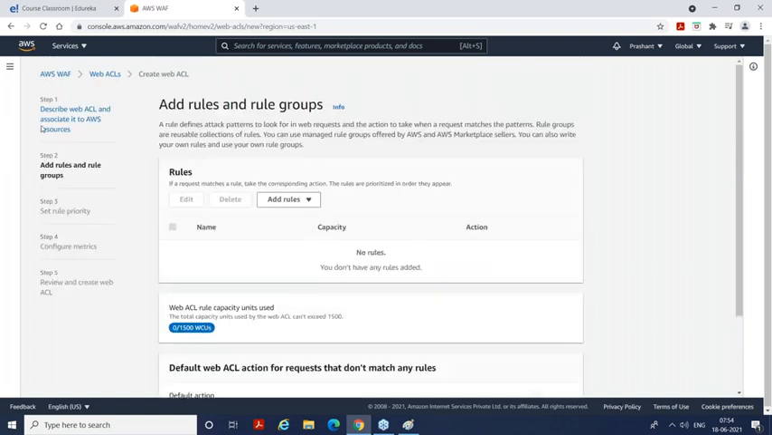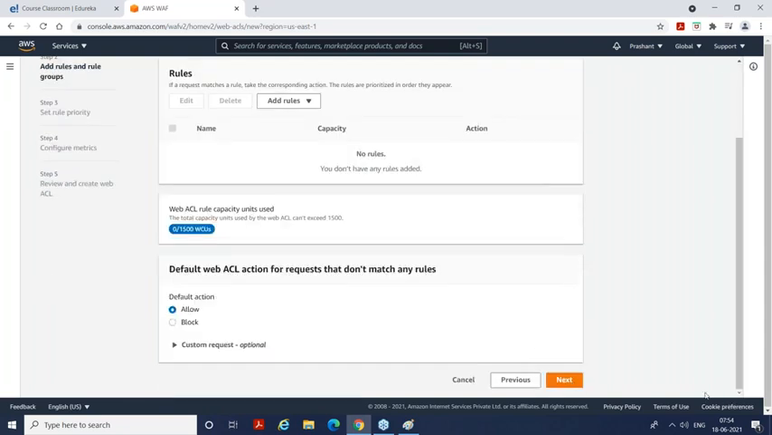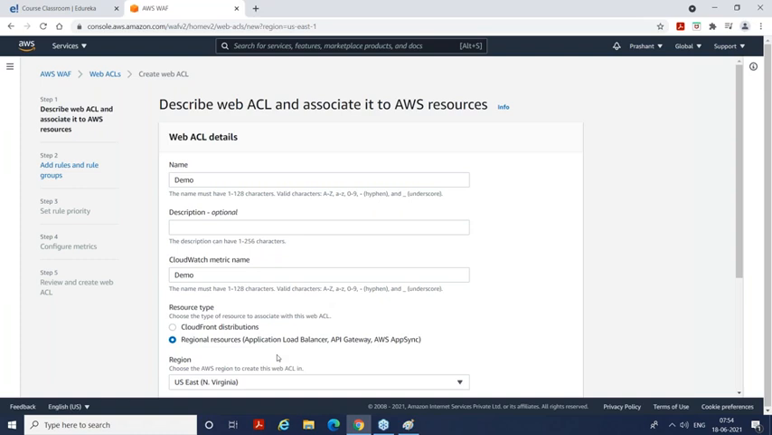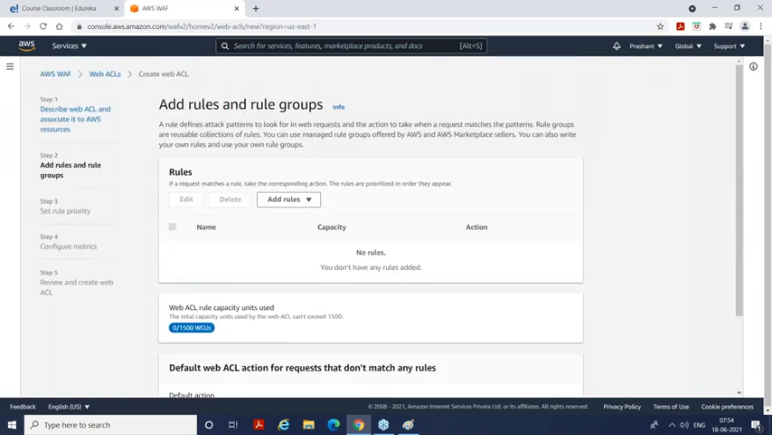Right? So here, first give your name, define your region, right? And which traffic do you want to protect? The traffic coming from your load balancer, your API gateway, AppSync, you want to protect that traffic? Say yes and say next. Then here you can add your rules. There are two types of rules. Add your managed rules or create your own rules.